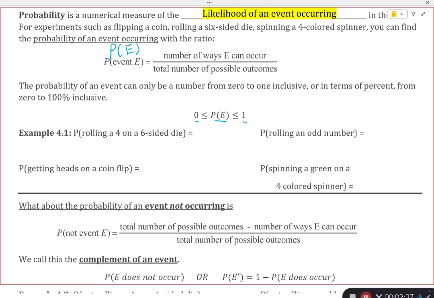It says the probability of rolling a 4 on a 6-sided die. Well, this one's pretty straightforward. A 6-sided die has 6 outcomes, so the total number of possible outcomes is 6. Only one of them is a 4, so the probability would be 1 out of 6. The probability of rolling an odd number would be 1, 3, or 5. So there are 3 options out of 6, which is equal to 1/2. The probability of getting a heads on a coin flip would be 1 out of 2. There are 2 options for a coin flip, either heads or tails. One of them is heads. And the probability of spinning a green on a 4-colored spinner would be 1 out of 4.